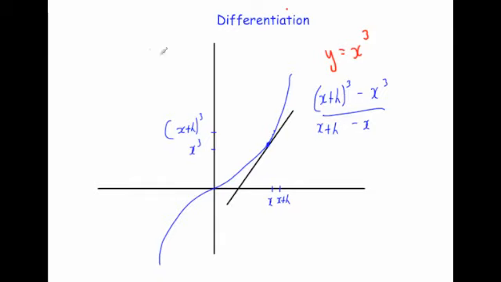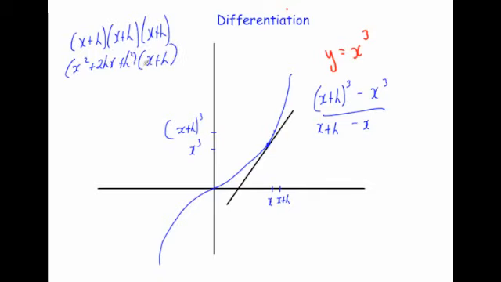Now let's expand this, so we're going to have x plus h, x plus h, x plus h. Then you would expand this. Expanding the first bracket would be, as we have seen earlier, x squared plus 2hx plus h squared. Then you would expand this and simplify it, and you'd get x cubed plus 3hx squared plus 3h squared x plus h cubed. So that's what that would be if you expanded it.